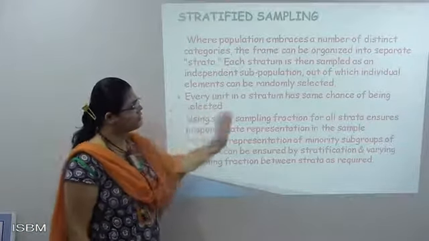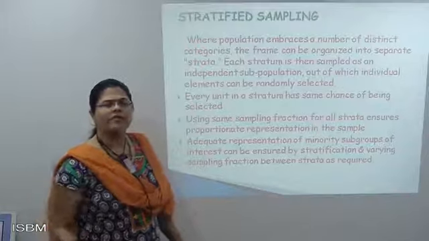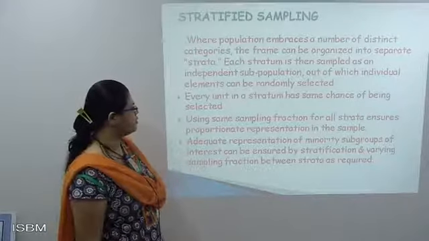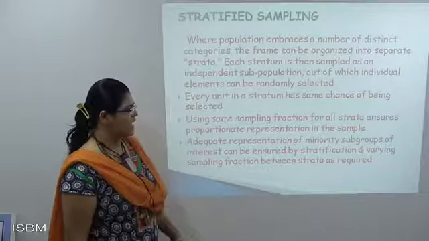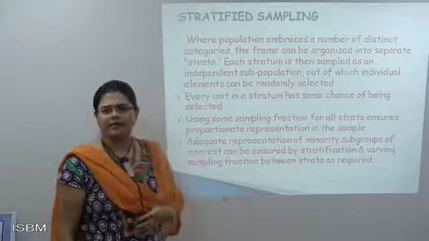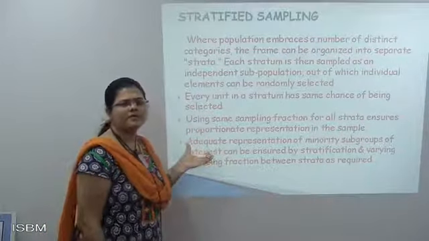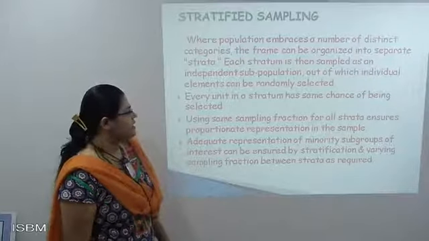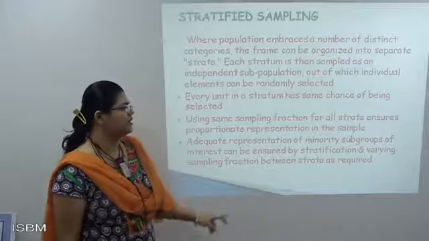Whatever the units and differences that have been placed here, each is a distinct point. So any of the people, any of the groups can participate, meaning any group will be selected using the same sampling fraction. All the strata ensure proportionate representation in the samples. I'll calculate a fraction, and from that calculation I'll keep one representative, who will represent that particular point. Adequate representation of minority subgroups of interest can be ensured by stratifying and varying the sampling fraction between strata as required.